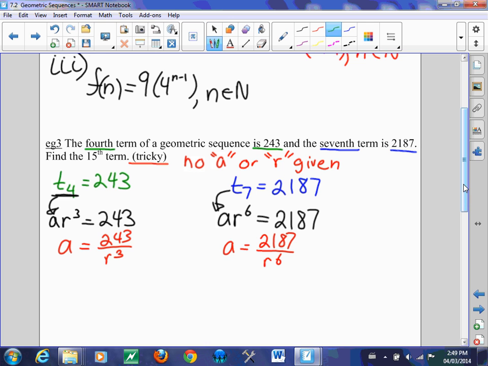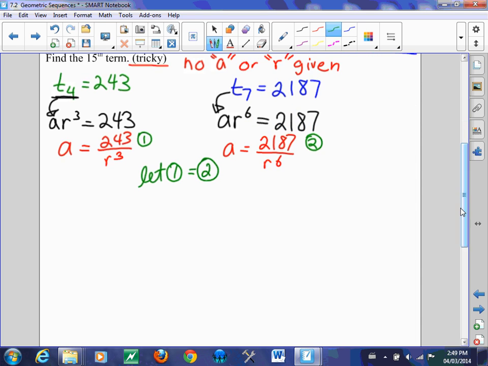If I was thinking back to mathematics and I let this be equation 1 and equation 2, I could use substitution to solve, right? Because A equals A, so we're going to let equation 1 equal equation 2. Why is that? Because A has to equal A, right? Okay, so I'm going to write 243 over r cubed equals 2,187 over r to the power of 6. Okay, we can cross multiply.